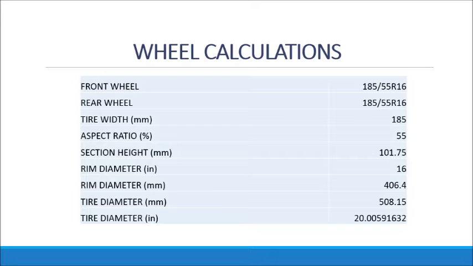And the other dimensions of the wheel include tire width, which is 185 millimeter, aspect ratio is 55, section height 101.75 mm, the rim diameter is 16 inches, rim diameter is 406.4 mm, tire diameter is 508.15 mm, and tire diameter is 20 inches approximately. The next part is suspension and braking.